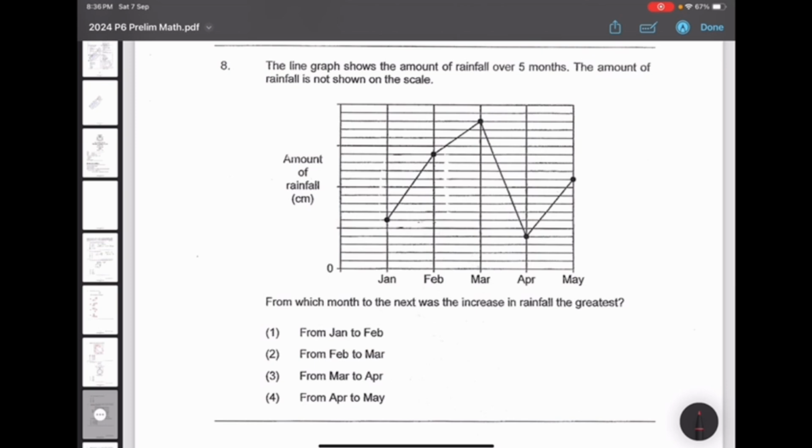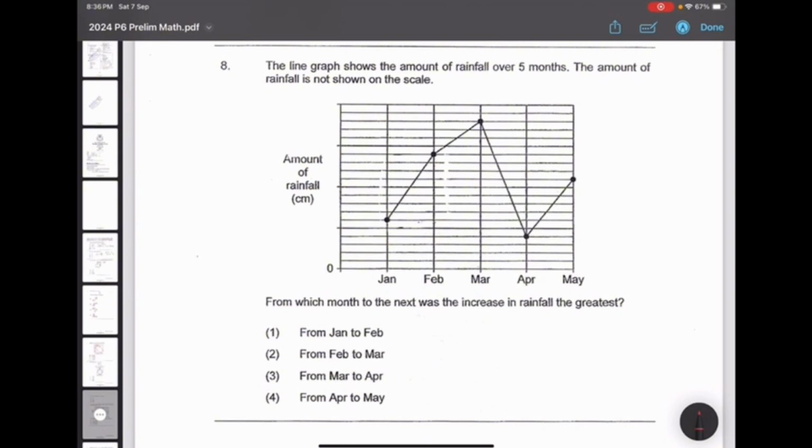Alright, quickly moving forward to question 8. The line graph shows the amount of rainfall over 5 months. The amount of rainfall is not shown on the scale, so we do not know the values of these points at the moment. Let's look at the question. From which month to the next was the increase in rainfall the greatest? So how can we tell if the increase is the greatest? We have to look at the number of increments from one month to the other.